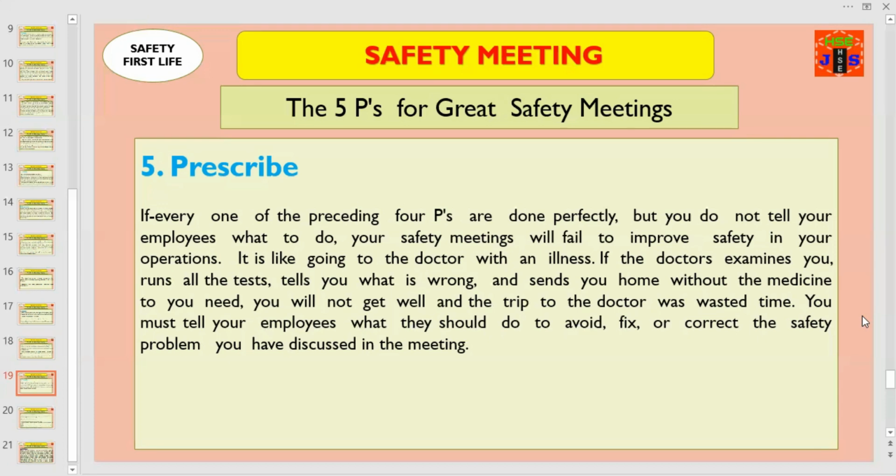You must tell your employees what they should do to avoid, fix, or correct the safety problem you have discussed in the meeting. And this all comes under the prescription. And the doctor example is the easy and best example to understand. And you may communicate it to your employees as well while you are conducting a toolbox talk meeting or a safety meeting, either weekly or monthly.